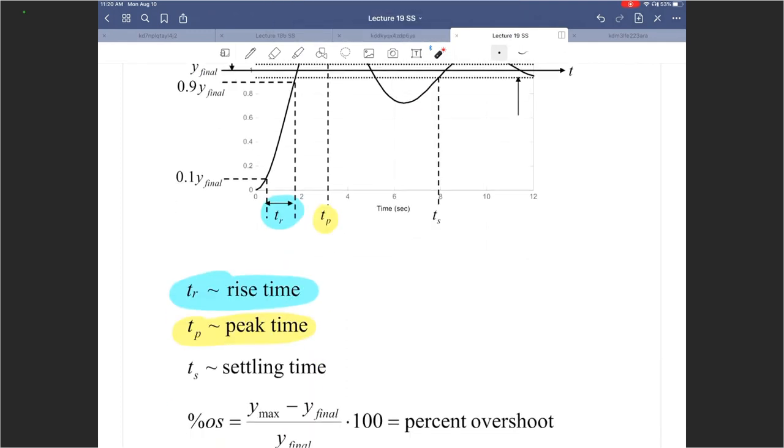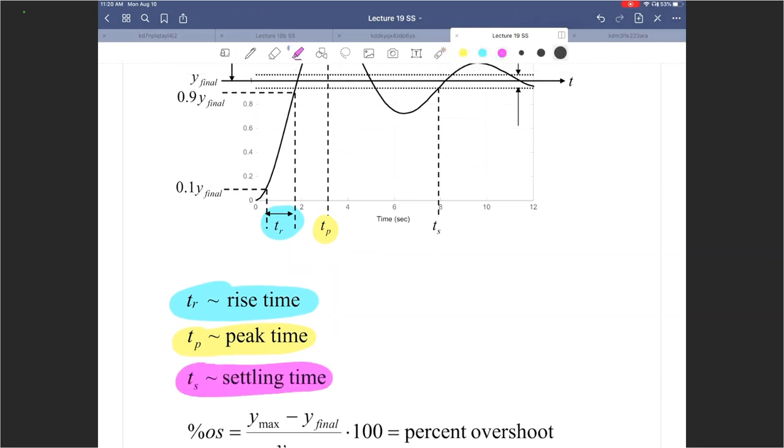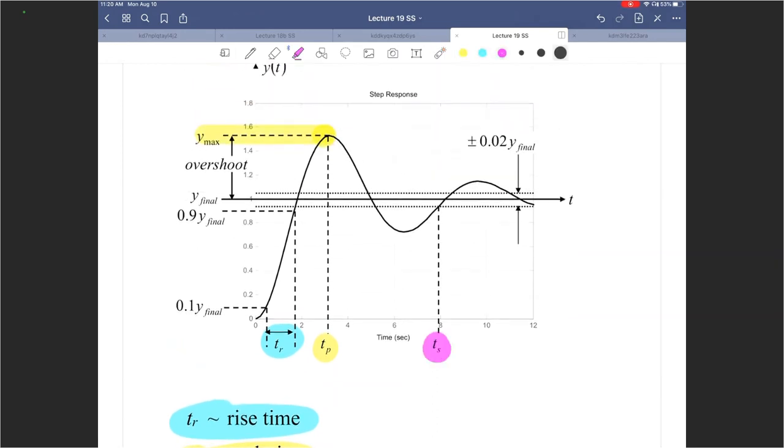Next is your settling time. For settling time, TS, it is the time at which your response goes as small as plus or minus 2% of the final value. After that, your response should not go beyond the 2% of final value.